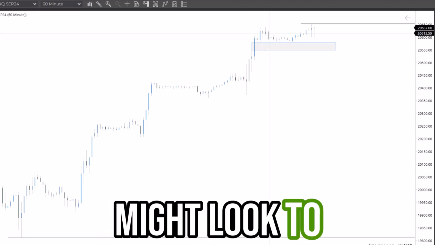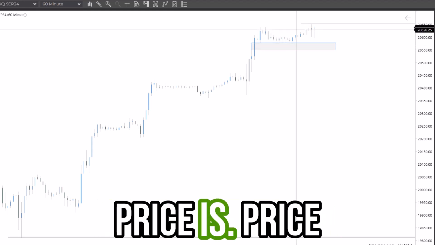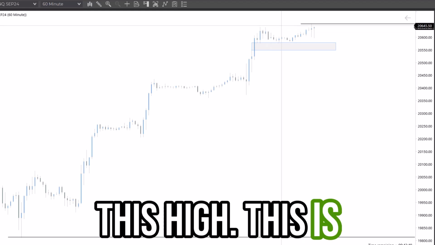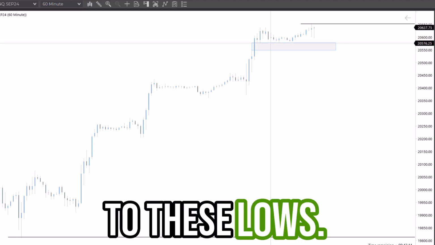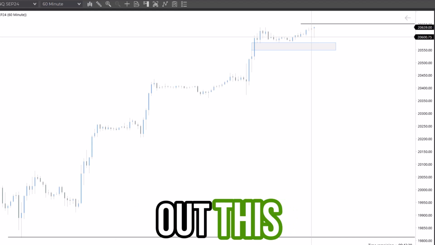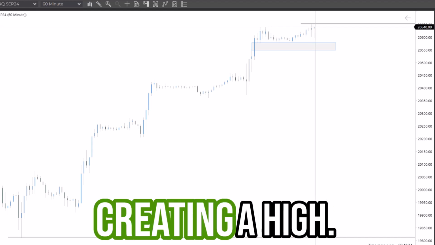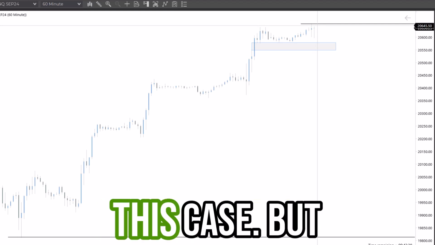So we might look to see something similar happen in this case too, where price is. Price could consolidate here. We have this high. This is the range that it's creating, a high, and then it comes down to these lows. We might look for price to come down to a certain low. It did just take out this previous low from the last hour, and now as you can see, it's creating a high. So we'll watch to see what price does in this case.